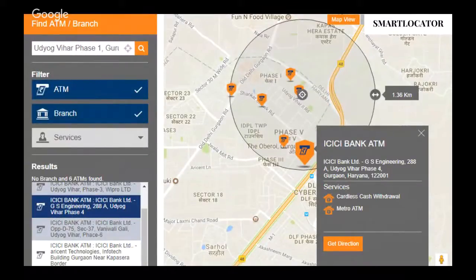This screen, which probably you will see right now, is a smart locator screen. This is from ICICI Bank, wherein on the left hand side you can see there are different filters to find out ATM or branch or particular service. And on right hand side you see a map view with a lot of attributes related to a specific branch.